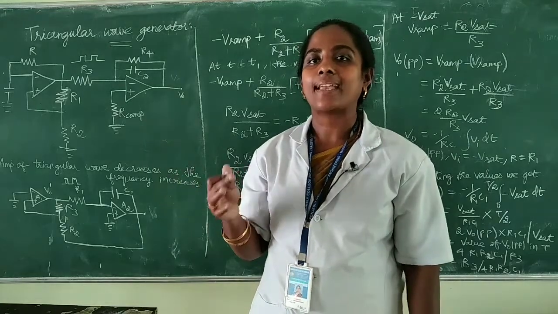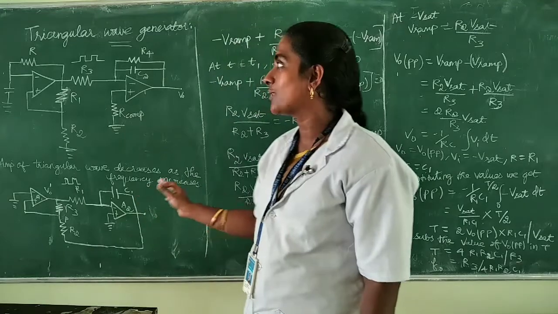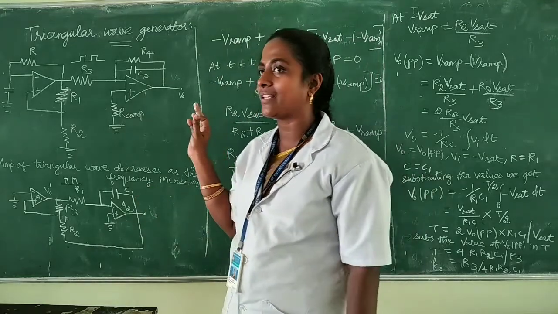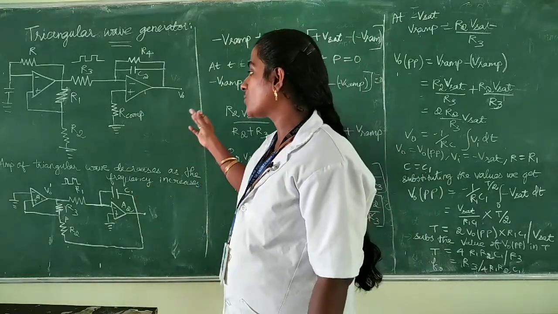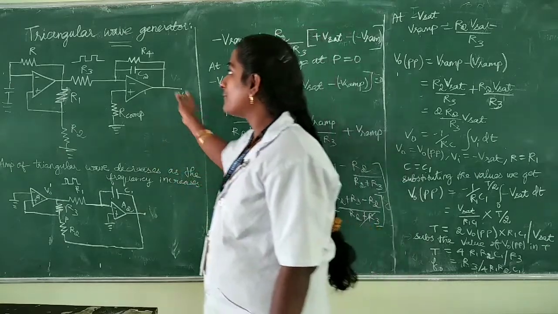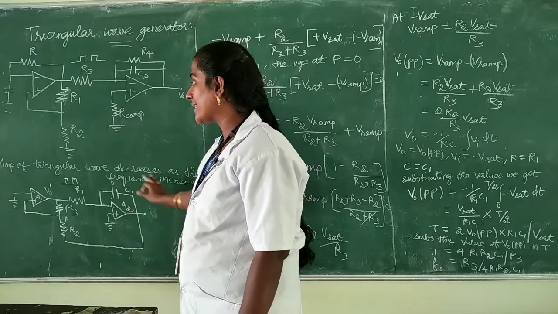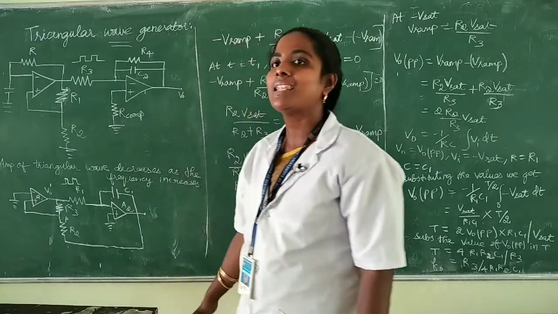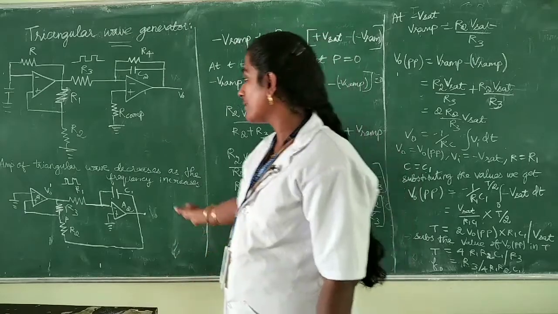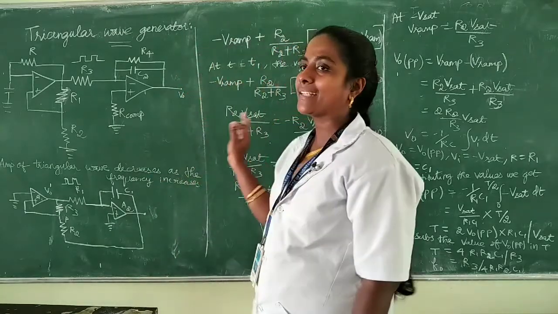So we have here two diagrams, circuit diagrams for the triangular wave generator. From these two circuit diagrams we can generate the triangular wave. This is the first circuit diagram. This is the second circuit diagram. The second circuit diagram consists of lesser components. Using this circuit diagram only we are going to generate the triangular wave.